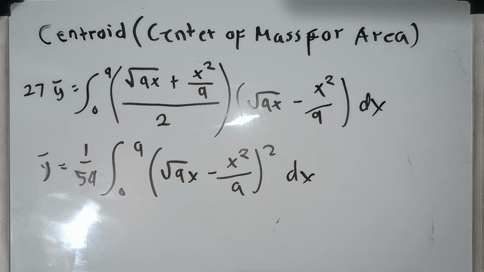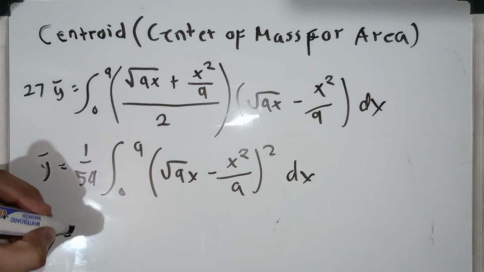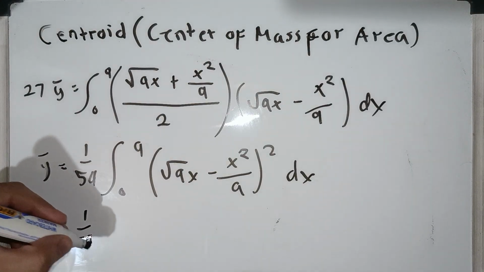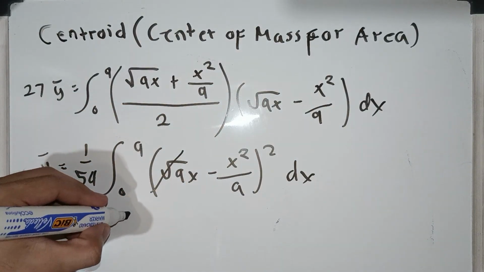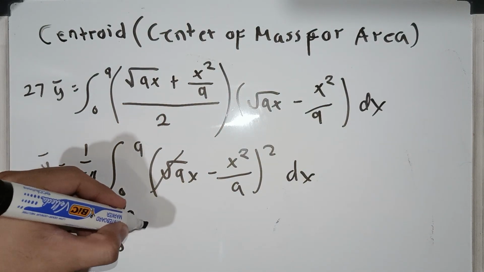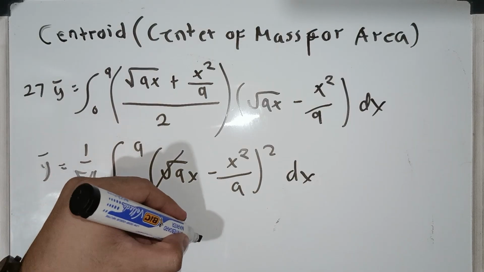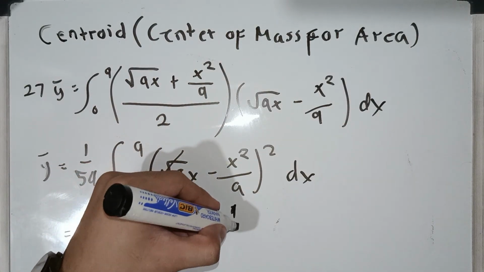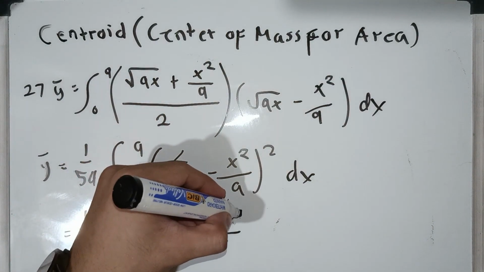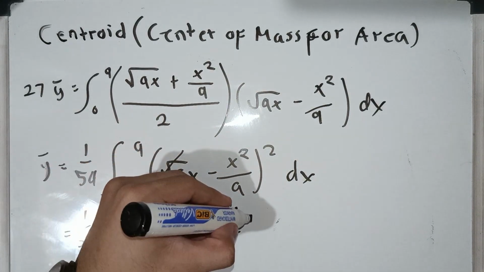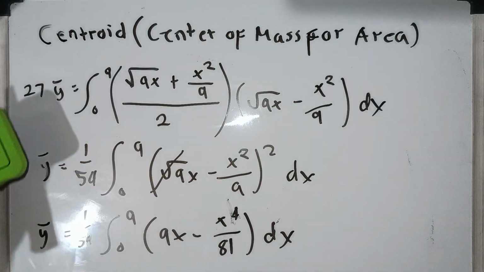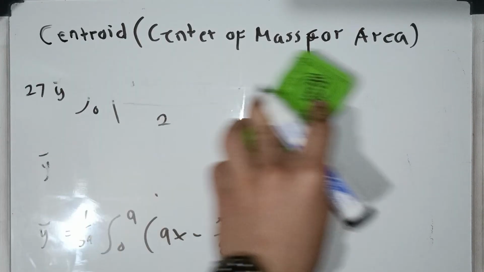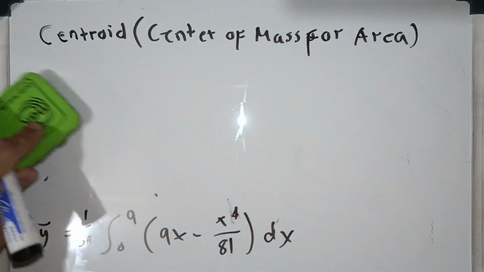So we can now simplify this one, so that is equal to 1 over 54, the integral from 0 to 9. Here we have to cancel this, so let's put the integral of 9x minus x raised to 4 all over 9 squared, which is equal to 81, and dx. So from here we can now get the integration of this to solve for the y bar. So let's erase this first.